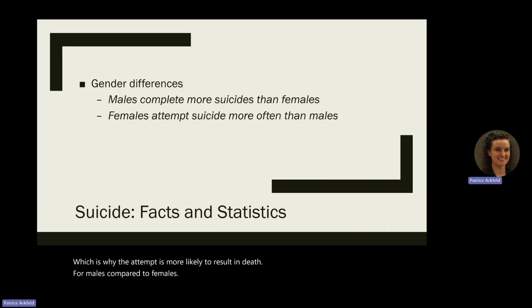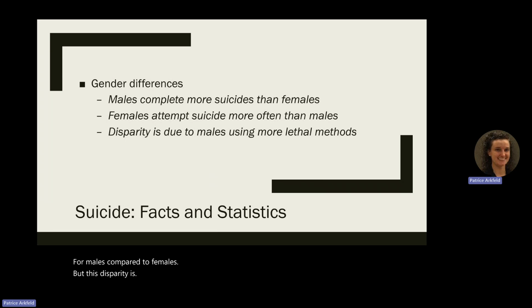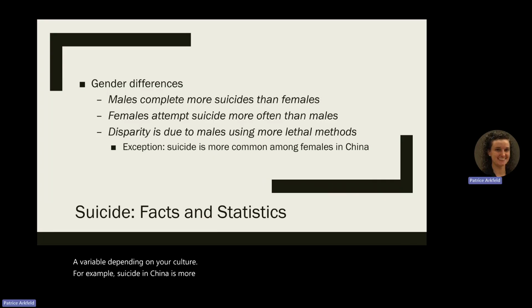But this disparity is variable depending on your culture. For example, suicide in China is more common amongst females dying by suicide specifically, because it is informed by our society. In China specifically, suicide is seen as an honorable solution to problems, which is why we see it being more common among females.